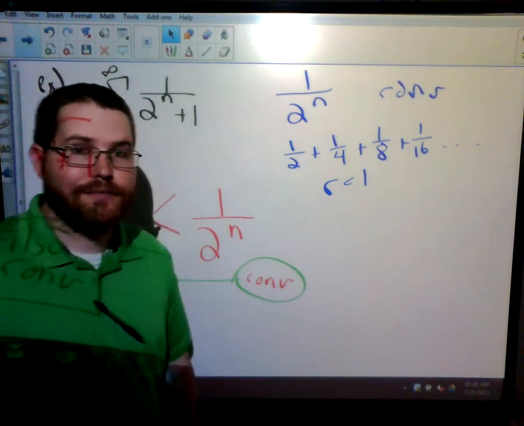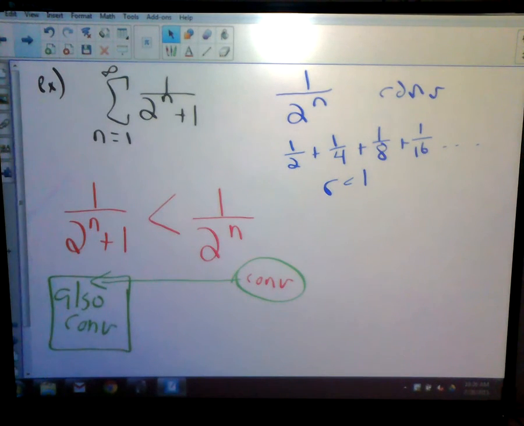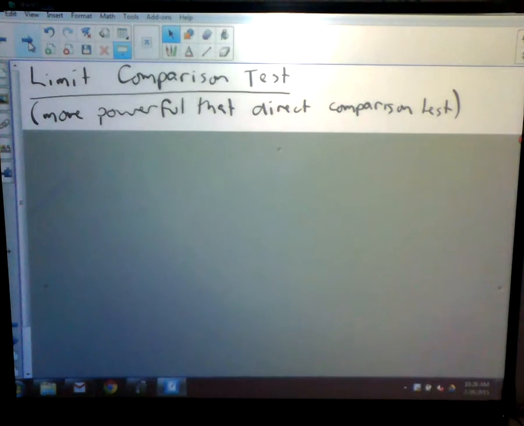The limit comparison test. This is more powerful than the direct comparison test. So if the direct comparison test doesn't work or you can't use it, we're going to use the limit comparison test. And by being more powerful, it's more complicated.